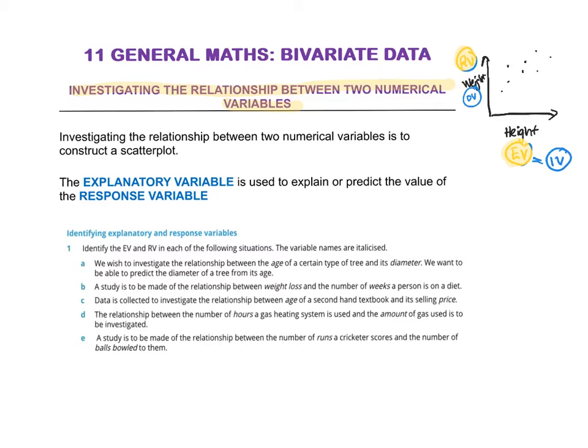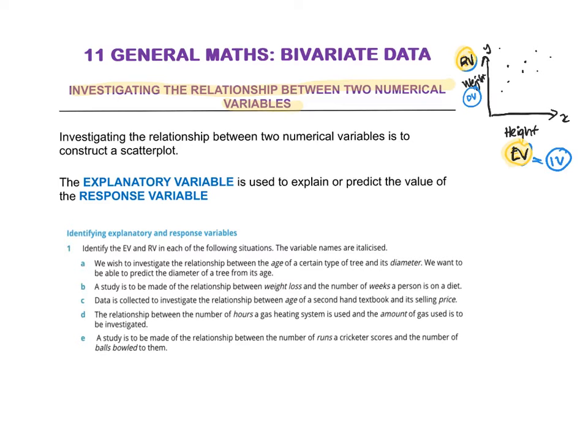So that way you can sometimes work it out, if you think about it in terms of your science labels. But it's really important because the explanatory has to go on the x-axis and the response has to go on the y. So if they're a little bit iffy and you don't know, they will tell you which one is which.